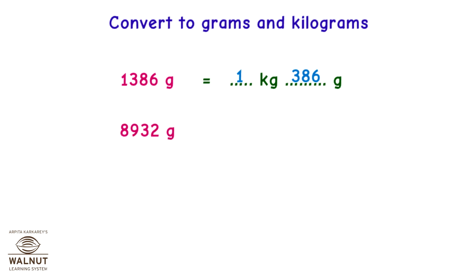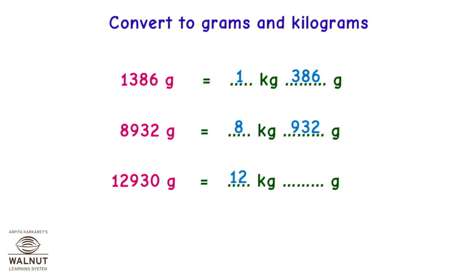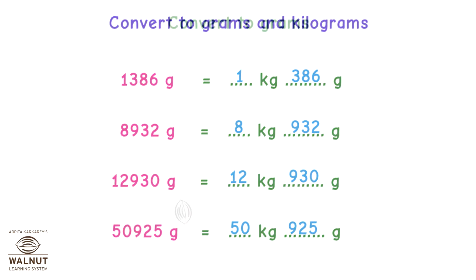Convert to grams and kilograms. 1,386 g is equal to 1 kg and 386 g. 8,932 g is equal to 8 kg and 932 g. 12,930 g is equal to 12 kg and 930 g. 50,925 g is equal to 50 kg and 925 g.